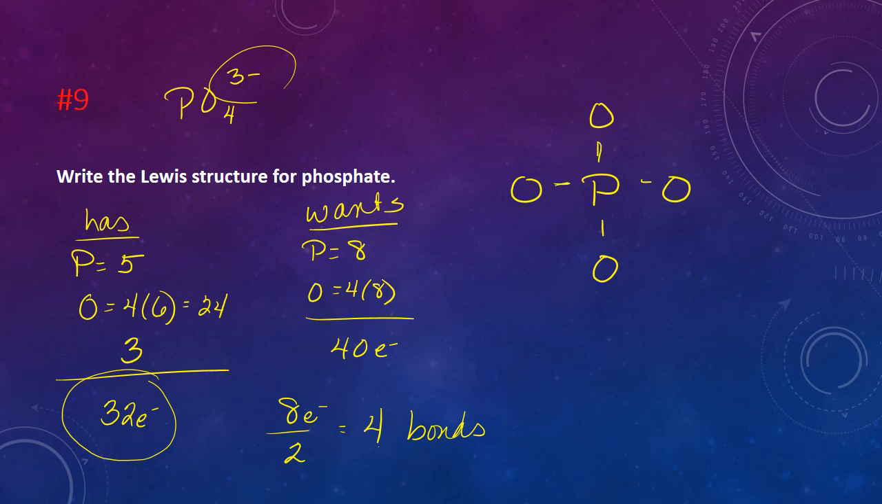2, 4, 6, 8, 9, 10, 11, 12, 13, 14, that oxygen is good. 15, 16, 17, 18, 19, 20, that one's good. 21, 22, 23, 24, 25, 26, that one's good. 27, 28, 29, 30, 31, 32.